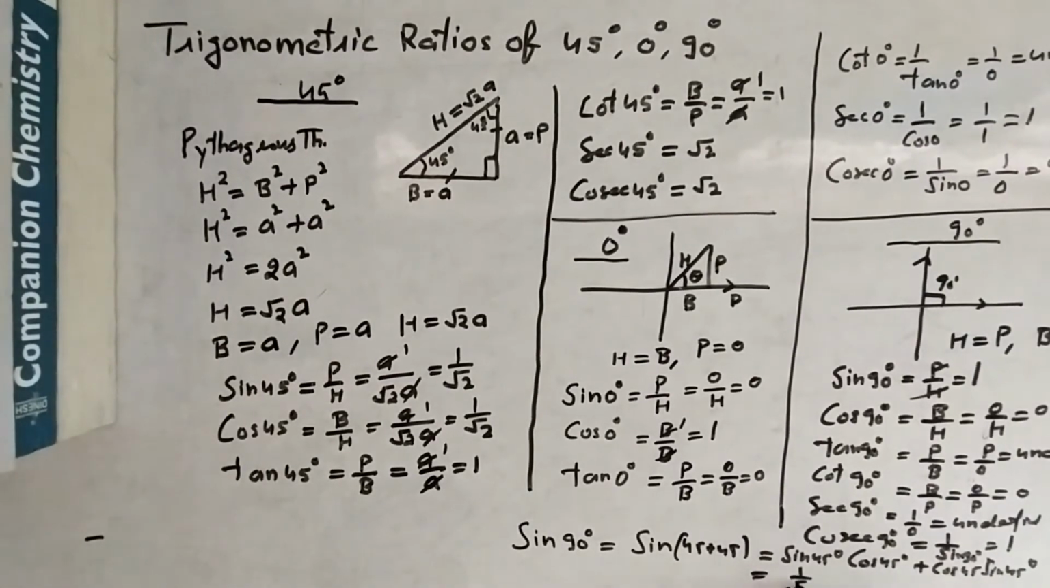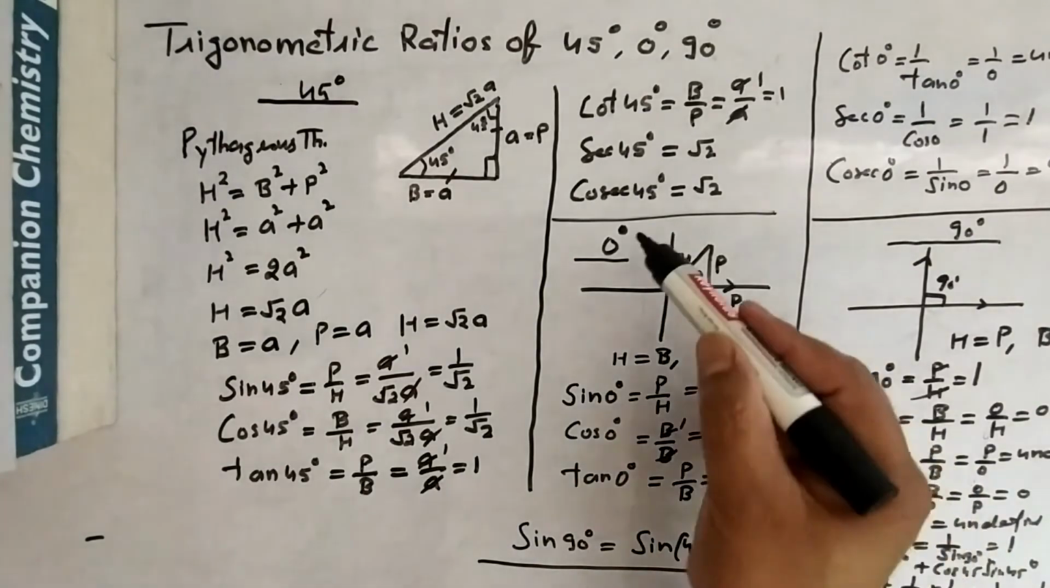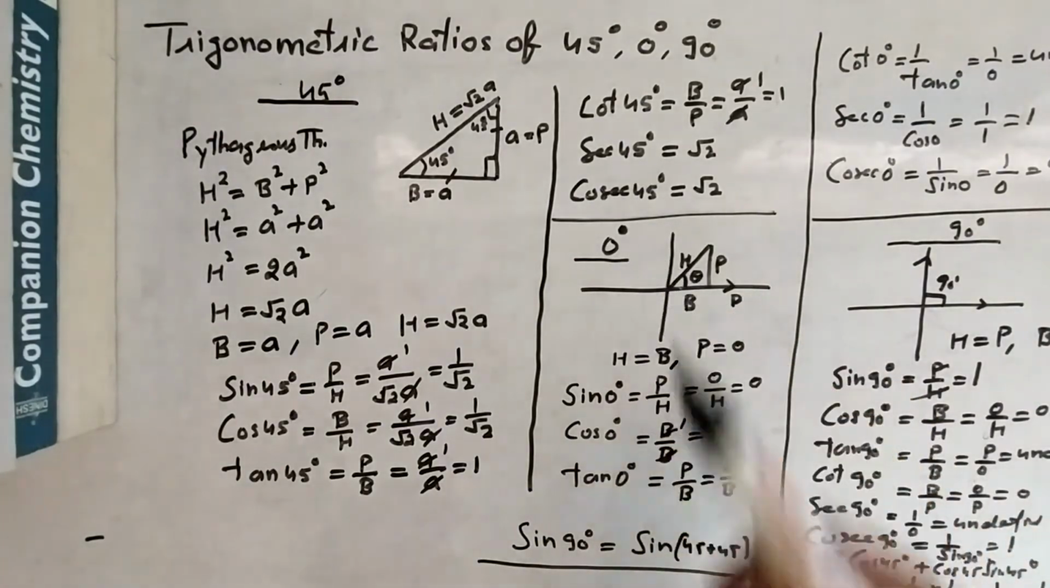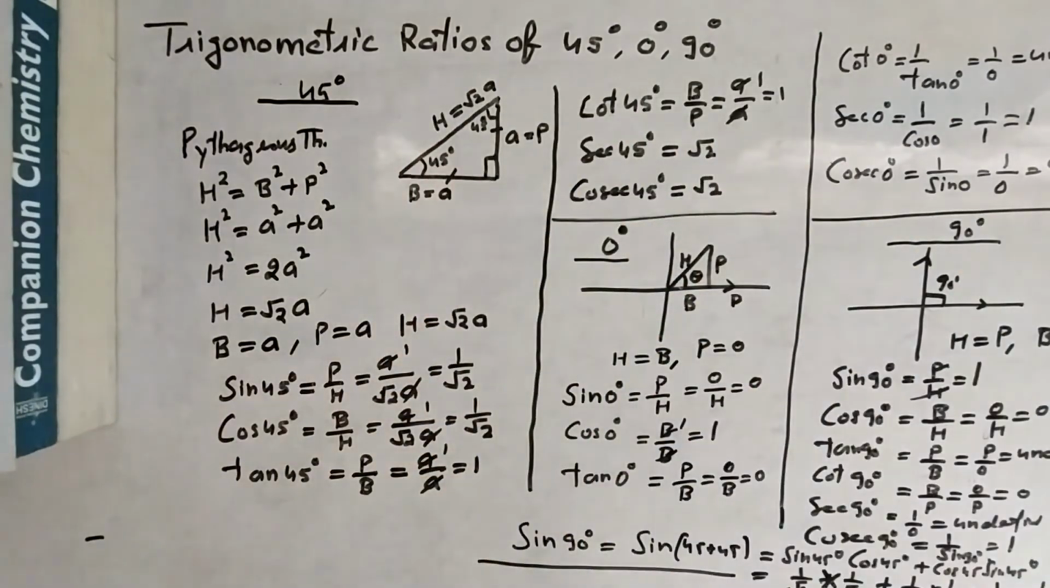We get here 1 by root 2, and here we get 1 by root 2 into 1 by root 2. You simplify it further, you get half plus half. Here again the answer comes out to be 1. But that technique we study in our higher classes. This trick I have given you to find out how to find the trigonometric ratios of some standard angles.